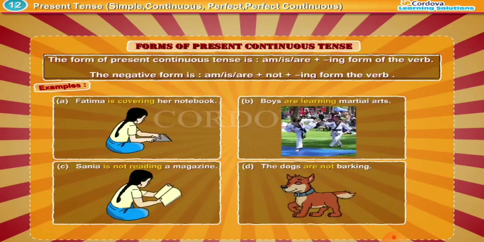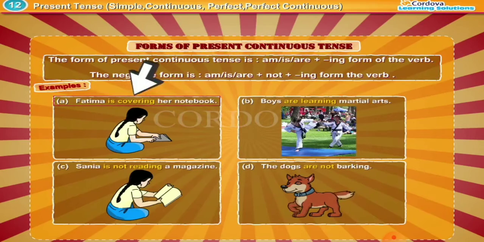Form of present continuous tense. The form of present continuous tense is am, is, are, plus ing form of the verb. The negative form is am, is, are, plus not, plus ing form of the verb.